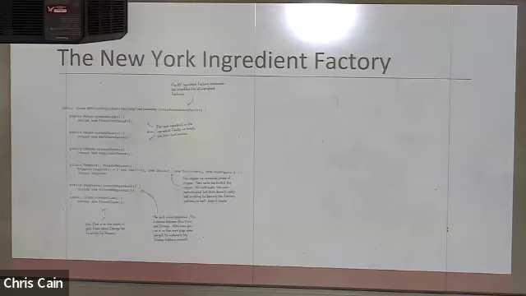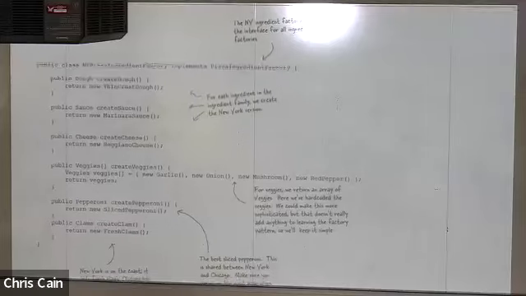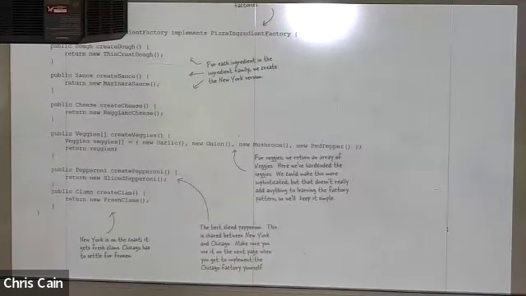So here's what some code for the New York ingredient factory might look like. This is a class that's going to implement our old interface, the pizza ingredient factory interface. So now the dough that is used in a New York pizza is a thin crust dough, so we can say that create dough will now return an object for a thin crust dough. The sauce is a marinara sauce. The cheese is a Reggiano cheese. The veggies include garlic, onion, mushroom, and red pepper.